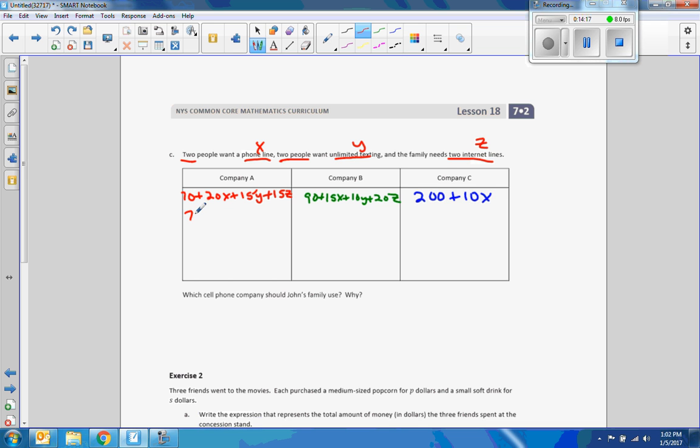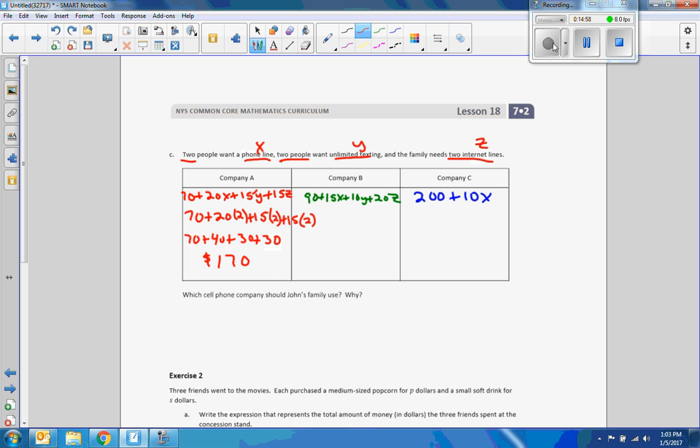So it is going to end up being 70 plus 20, and X is 2 for this scenario, plus 15 times Y, which is 2, plus 15Z, which is also 2. So it would be 70 plus 40 plus 15 times 2 is 30, plus 15 times 2 is 30. 70 plus 40 is 110, plus 30 is 140, and plus 30 is 170. Plan A would cost this family $170.